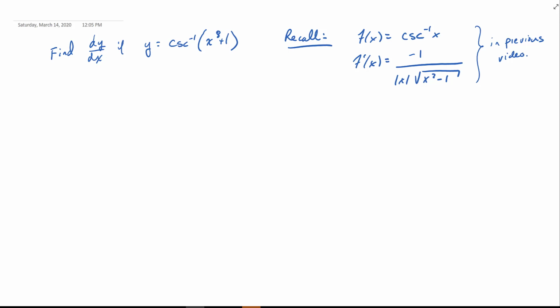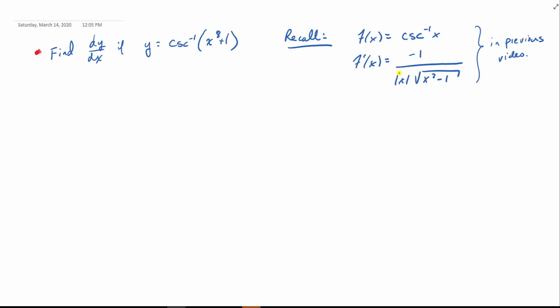Folks, I now want to do an example of finding a derivative involving an inverse cosecant function. Here's a question that somebody sent me from MyMathLab, and I'm going to work through it. In the previous video, we showed that if f of x is the arc cosecant of x, then its derivative is this, and that was done in a previous video.